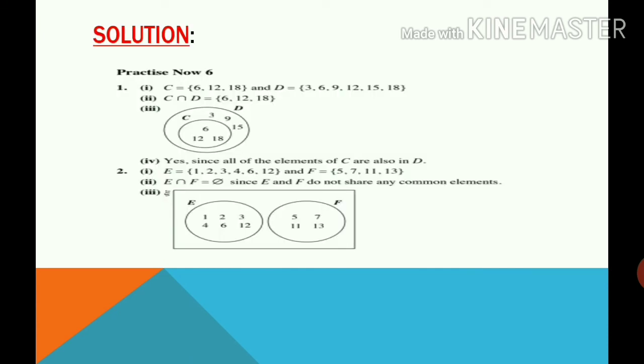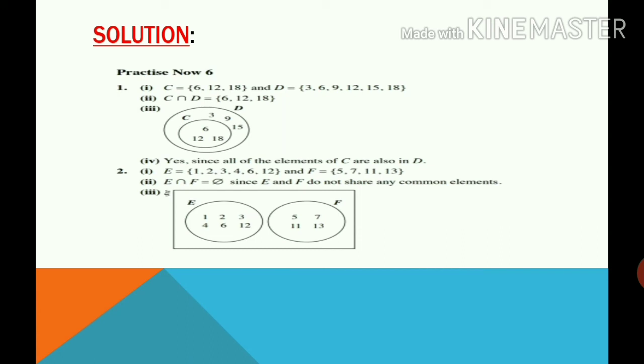So in E, write down the factors of 12. So the factors of 12 are 1, 2, 3, 4, 6 and 12. It means that 12 is divisible by these numbers. Now let's come to F. You have to write down the prime numbers between 5 and 13 inclusive.